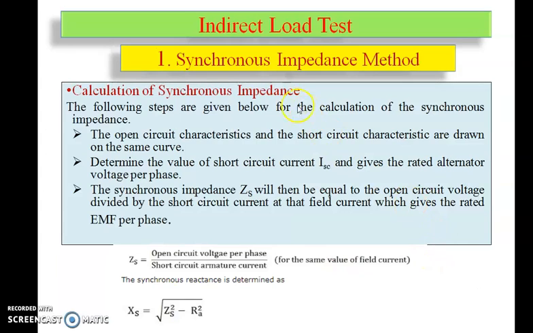ओके, नाउ calculation of synchronous impedance. The following steps are given below for the calculation of synchronous impedance. The open circuit characteristics and the short circuit characteristics are drawn on the same curve. Determine the value of short circuit current ISC, and give the rated alternator voltage per phase. The synchronous impedance ZS will then be equal to open circuit voltage divided by the short circuit current at the field current which gives the rated EMF per phase.